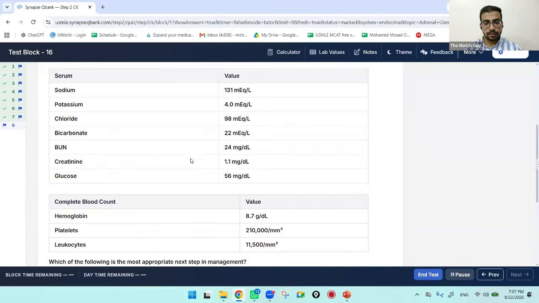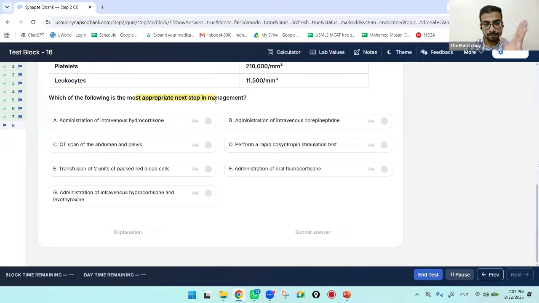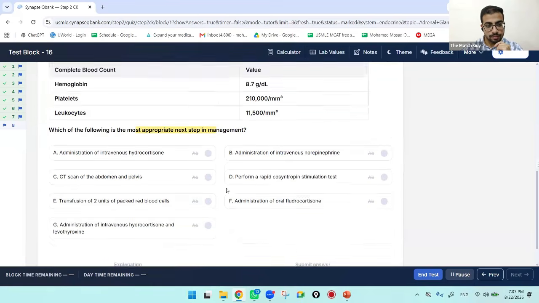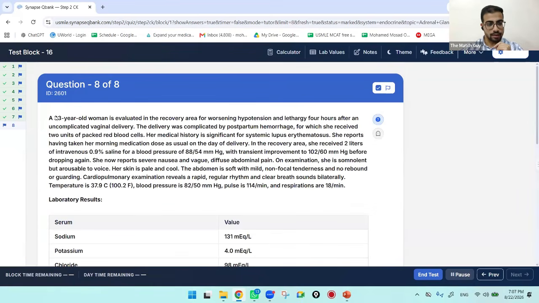Okay. Again, what is the most appropriate next step? I'm focusing on next step. Okay, maybe some endocrine question. Let's look at the question itself. 33-year-old woman, worsening hypertension and lethargy 4 hours after an uncomplicated vaginal delivery. Okay, I know, guys, you got the answer because that's what we're discussing today. But let's continue approaching it.